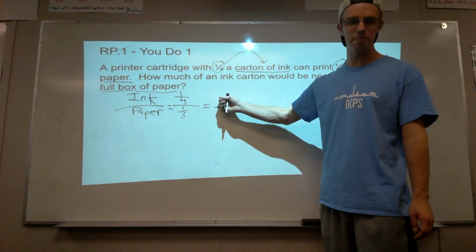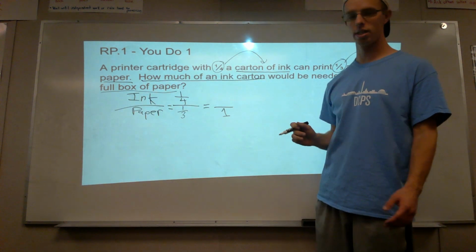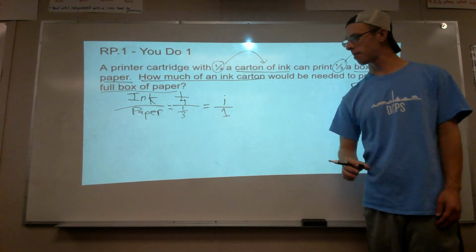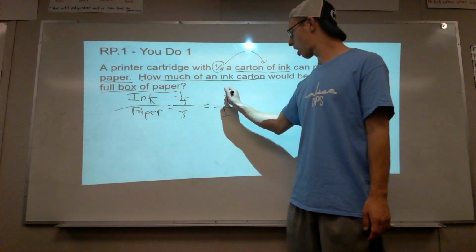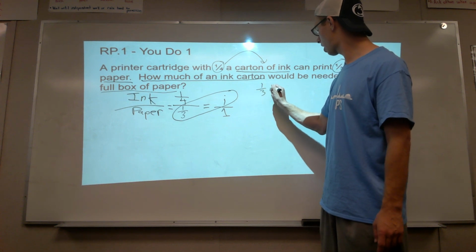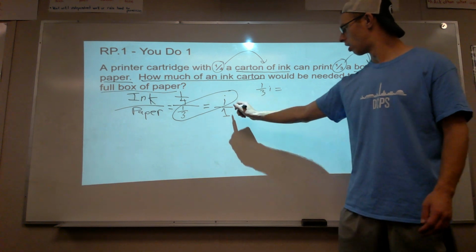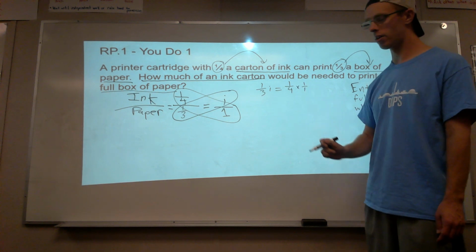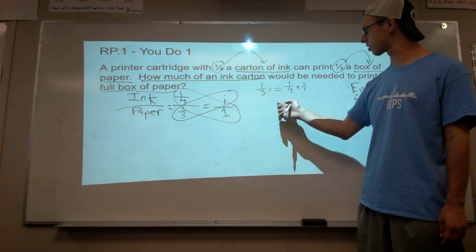And now I have my missing spot. Well, that makes sense because right here it says how much of an ink carton. How much, right? It tips it right there. So I'm going to put an I as my variable for ink. Now I can cross multiply and solve. I'm going to do 1/3 times I. Again, it's just 1/3 I. Equals 1/4 times 1. And I'm going to put 1 over 1. Again, the cross sections are always equal to each other.